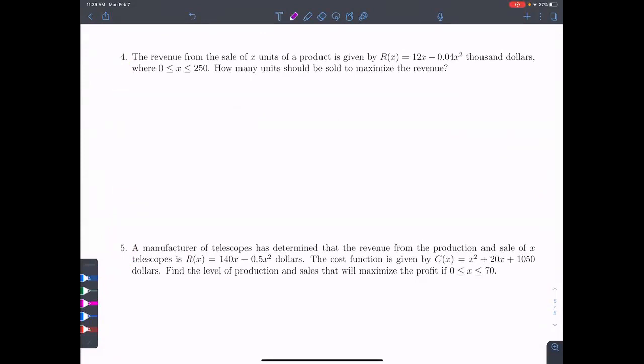On number 4, we're looking at the revenue from a sale of x units of a product, given by this function, R of x. This is in thousands of dollars, where x is between 0 and 250. So this closed interval is telling us that we need to be aware of that. How many units should be sold to maximize the revenue? So we're maximizing on a closed interval. That means we're going to do absolute extrema.